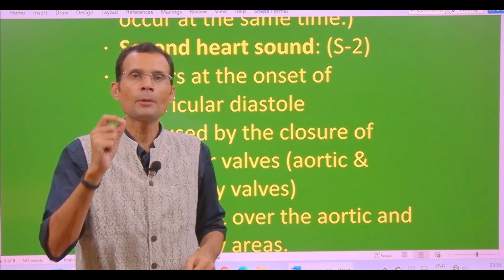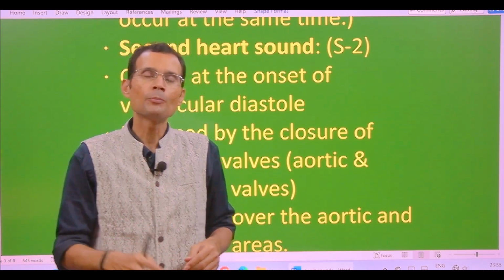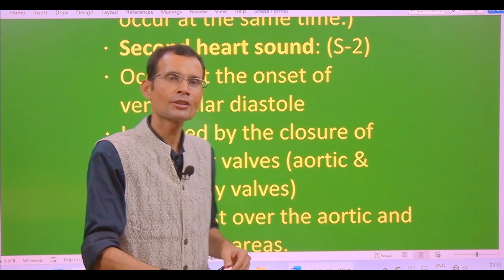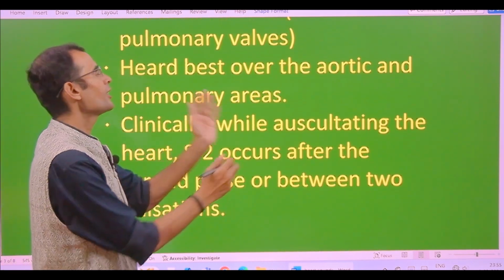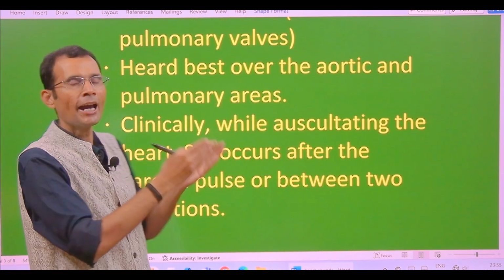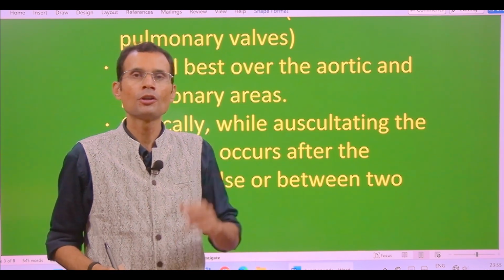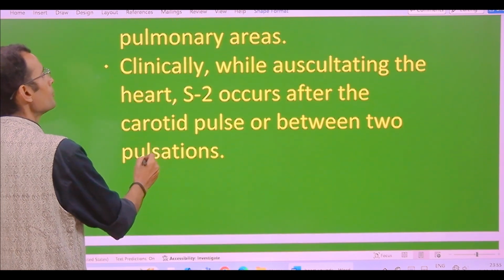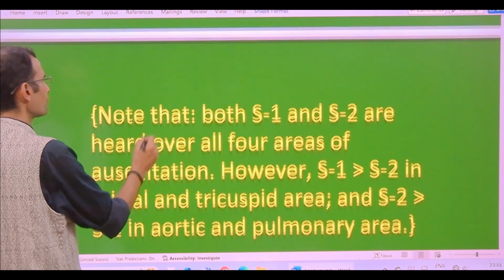So, three things about the S2. It occurs at the beginning of ventricular diastole. Point number 2, it is produced by the closure of aortic and pulmonary valves, semilunar valves. And point number 3, therefore it is heard best over the aortic and pulmonary areas. So about S1 and S2, we know these 3 points definitely. It comes between the two pulsations, that's S2.